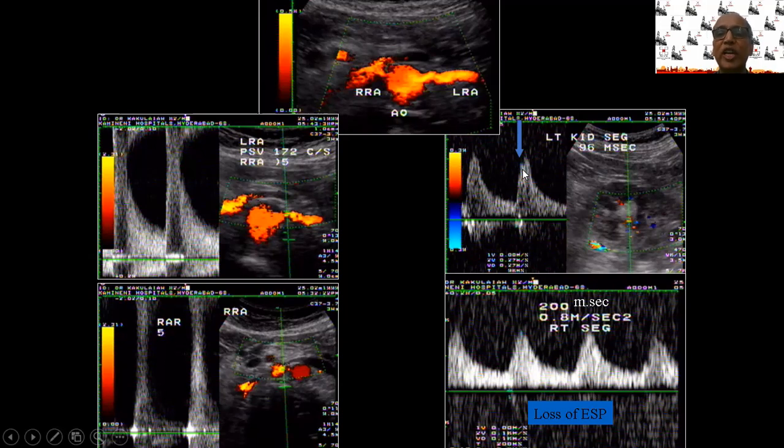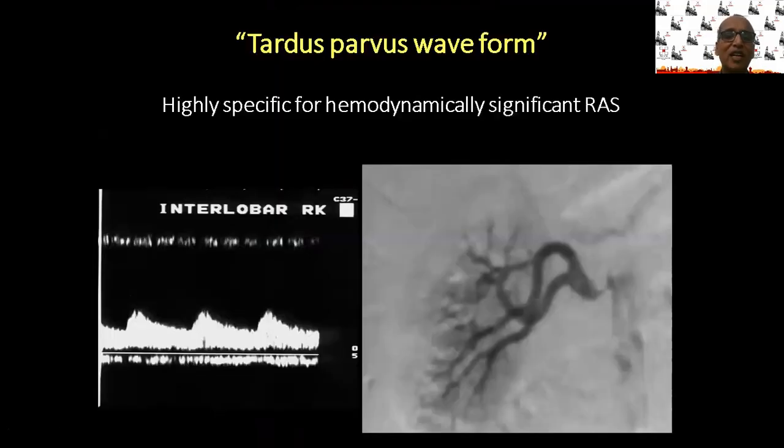Any prolongation of this acceleration time beyond 72 milliseconds, some people take 80 milliseconds, so more than 72 to 80 milliseconds, if this acceleration time is prolonged, that again is indicative of a proximal renal artery stenosis. And one very classical waveform you can get in the intrarenal arteries is what is called a tardus parvus waveform, which is highly specific for hemodynamically significant renal artery stenosis.